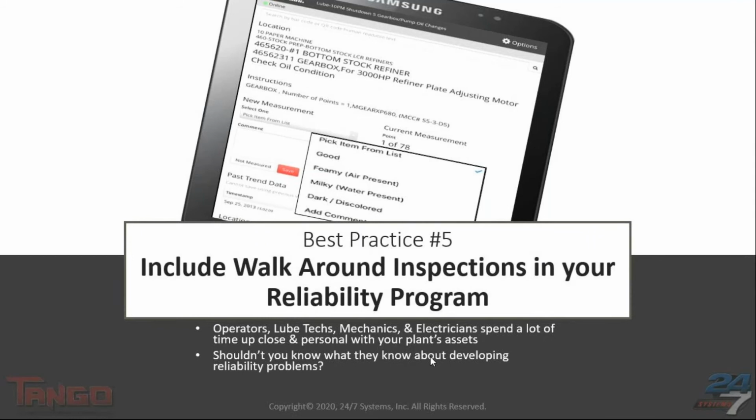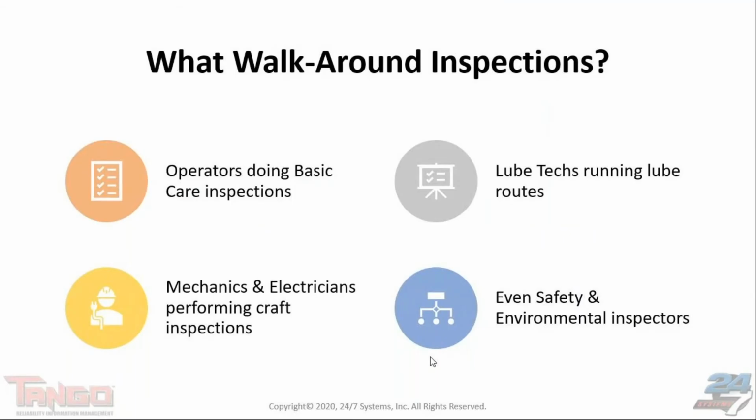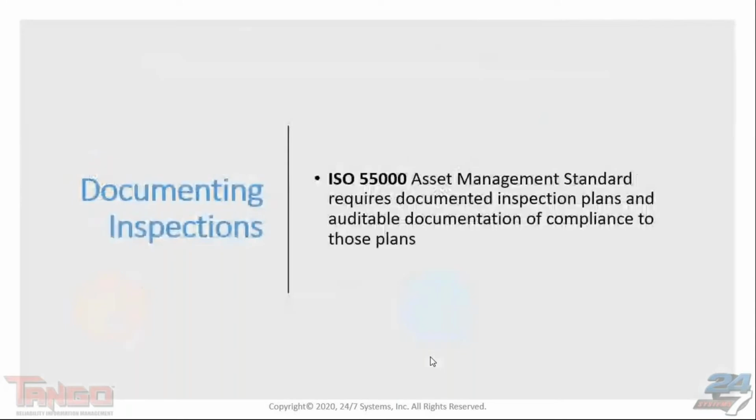And in every case, you have people that are typically up close and personal with the assets while they're in operational mode. And we think it's important that the people in the reliability and the maintenance organizations really should be able to know what those people are finding, particularly about developing reliability problems. So, as I said, operators doing basic inspection care, lube techs, mechanics, electricians, safety, environmental inspectors.